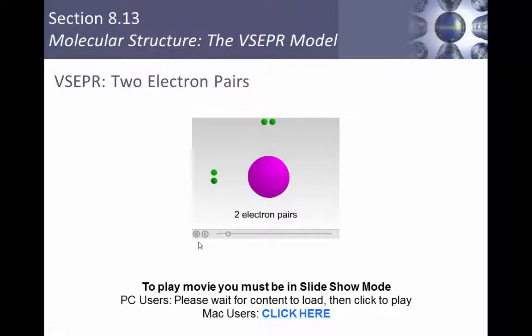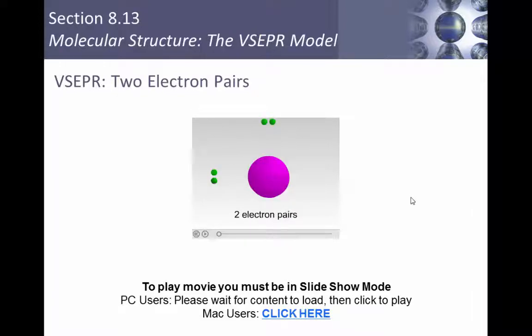Two electron pairs repel each other to opposite sides of the central atom, 180 degrees apart. This arrangement of electron pairs is called linear. An example of a molecule with linear geometry is beryllium fluoride.